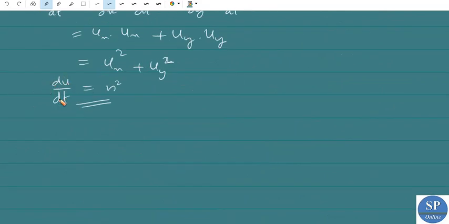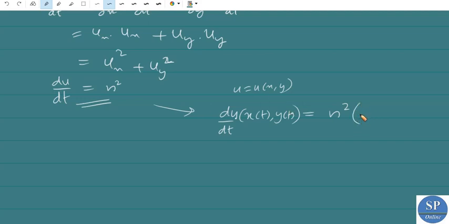Now we have du/dt equal to n squared. To solve this we need to integrate to get the solution surface u equal to u of x, y. Actually u is a function of x and y, where x and y are functions of t, and n squared is also a function of x and y. So generally we can write du/dt of x(t), y(t) equal to n squared of x(t), y(t).